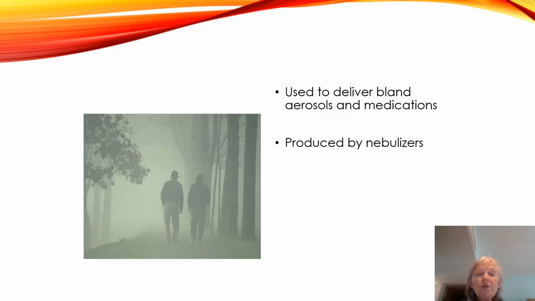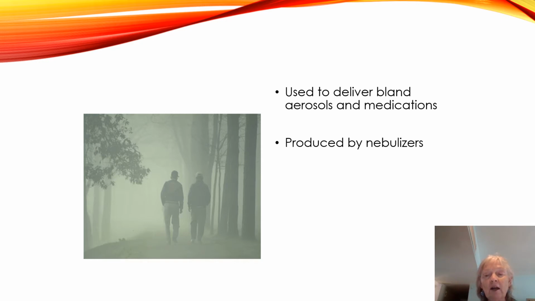So why do we use aerosols? Well, for one reason, we use what we call bland aerosol. This is just your sterile water. And we can use sterile water as a humidifier. We can use sterile water to be able to do other things that we do with our patients. We also use aerosols for medications.